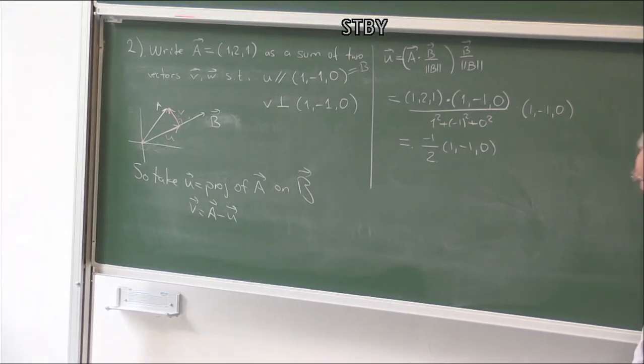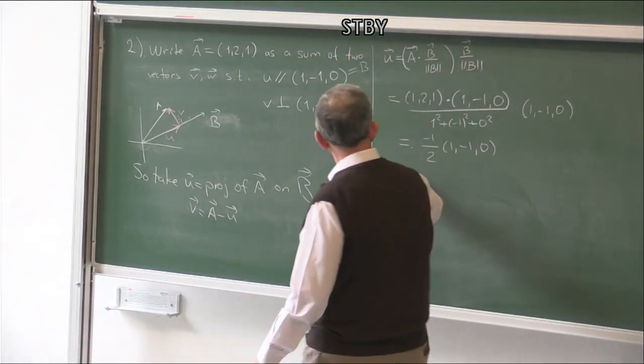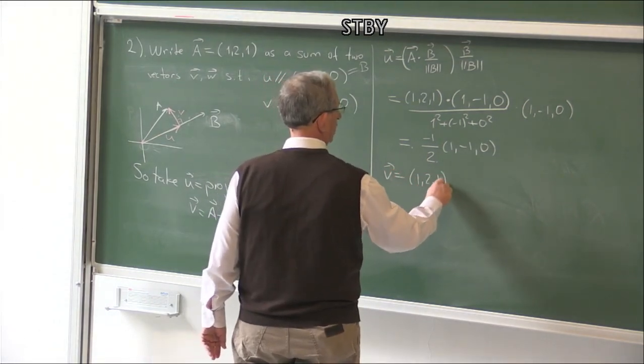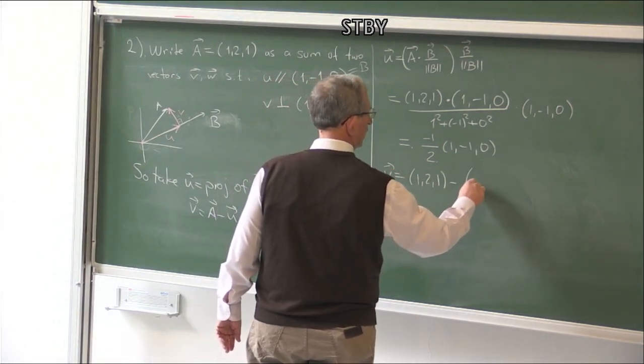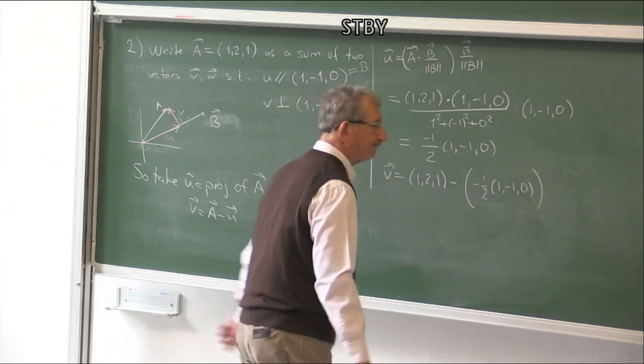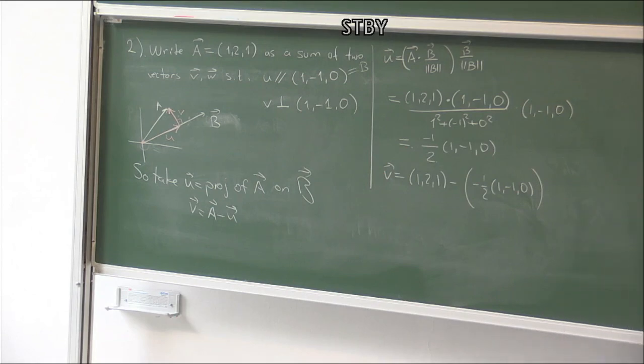Okay. And V is certainly 1, 2, 1 minus half of 1, minus 1, 0, as in the process.